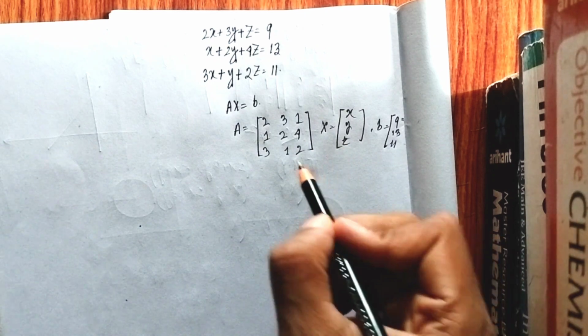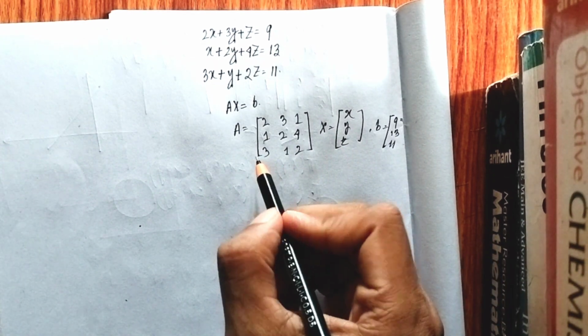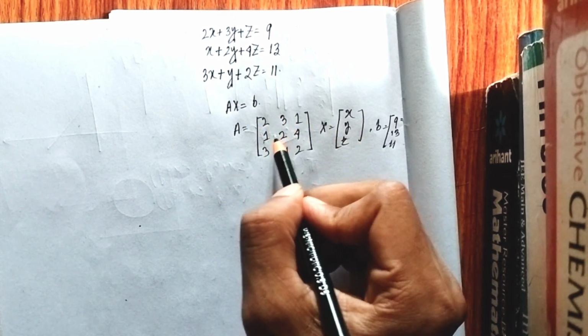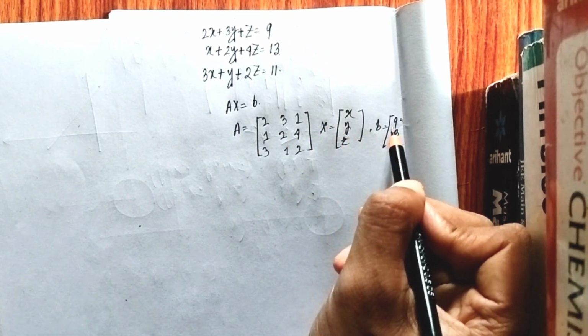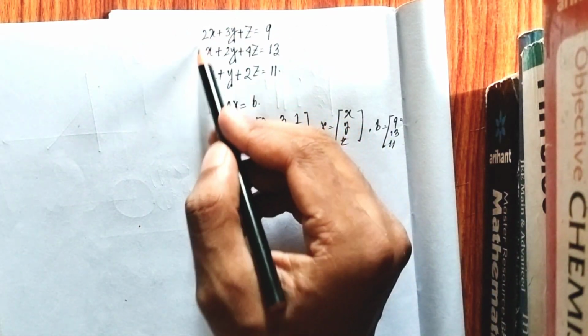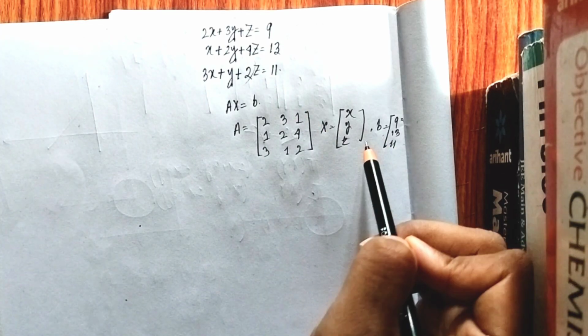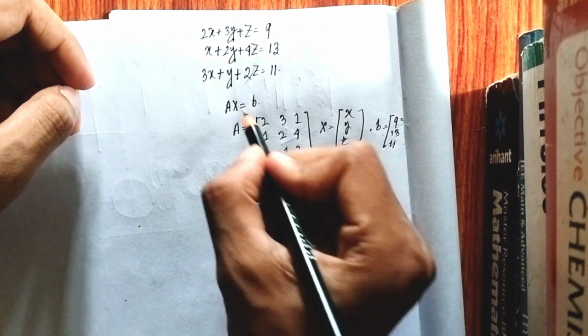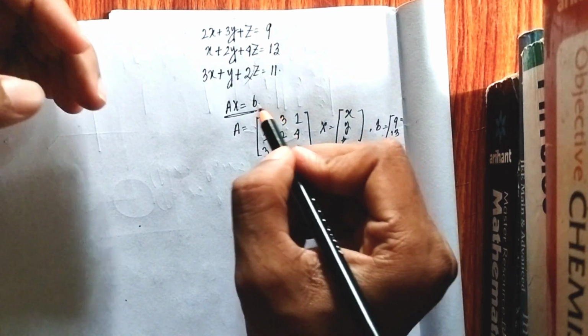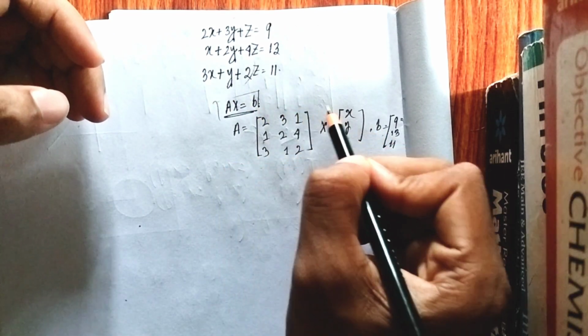And how is this possible? This is possible because AX equals B. If we multiply A and X, we will end up with this, and this is ultimately equal to B. So this is the thing we noticed. But what is the advantage of having this? Is there any advantage?